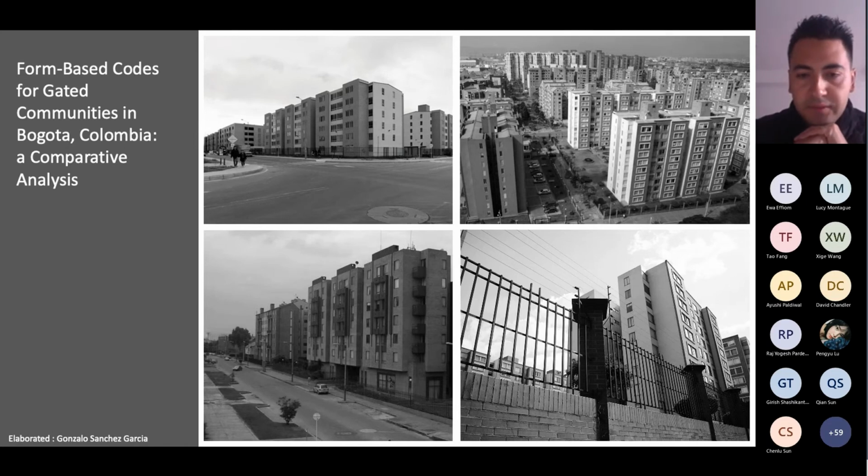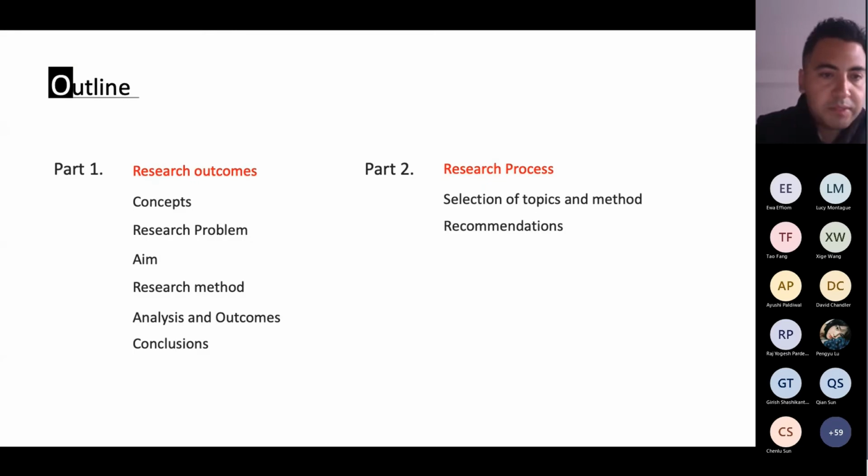My presentation will be divided in two parts. In the first part, I will explain the research body in general, addressing the research problem, the aim, the research method, and some examples about the analysis and the outcomes that I got. In the second part, I will explain my research process, mostly about the experience of my research, maybe some weaknesses and some reflections basically about how the research was in general.